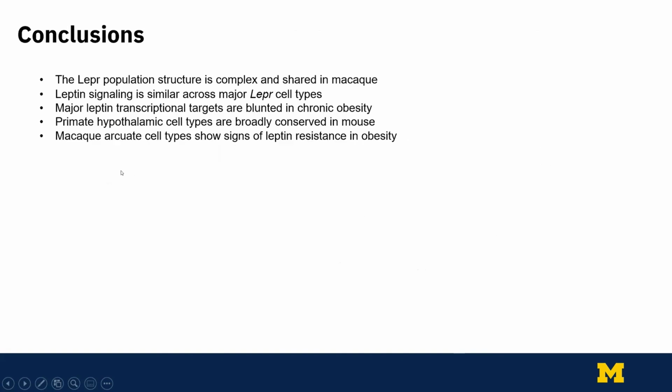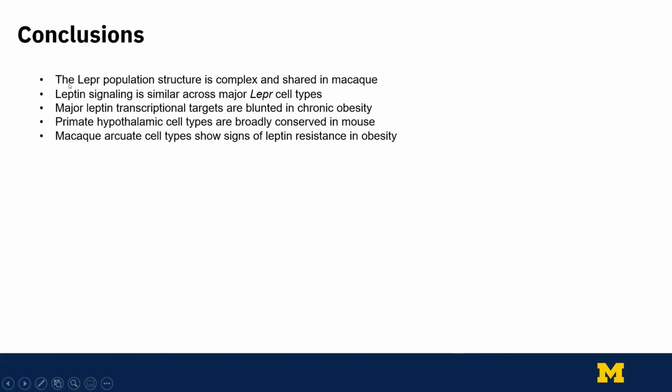That's all I'm going to show today. So I just want to close by summarizing some major points from our study so far, which is that we now have identified many dozens of leptin receptor populations. And we know that this is a very complex population structure. There are many novel populations, but most of them are shared in the macaque, indicating what we learn in the mouse is likely applicable to primate biology.